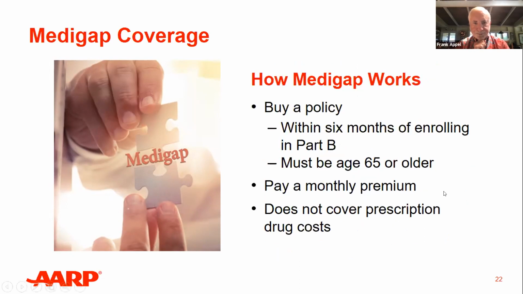So how it works, you can buy a policy within 6 months of enrolling in Part B. You must be 65 or older. And that 6-month enrollment period is important because if you delay beyond that, the Medigap policy company can charge you a higher premium or choose not to cover you at all.